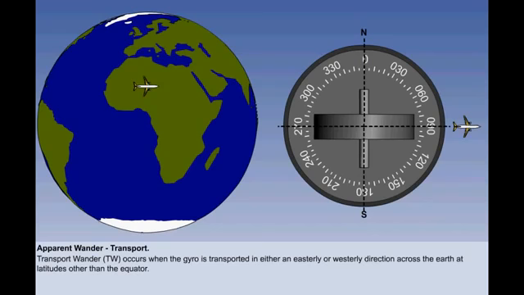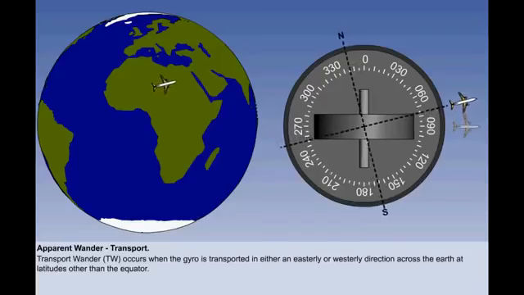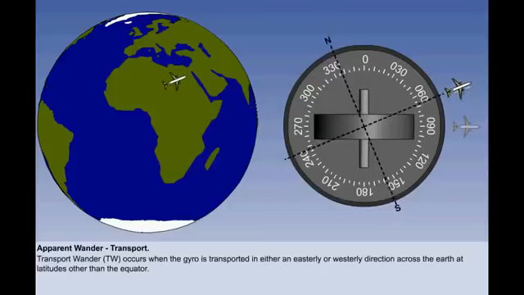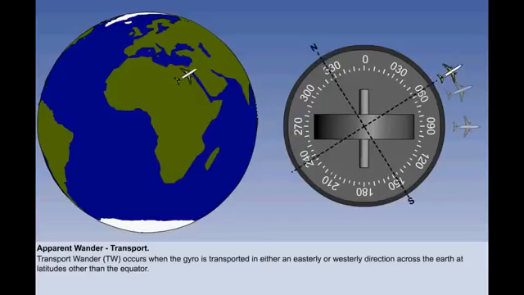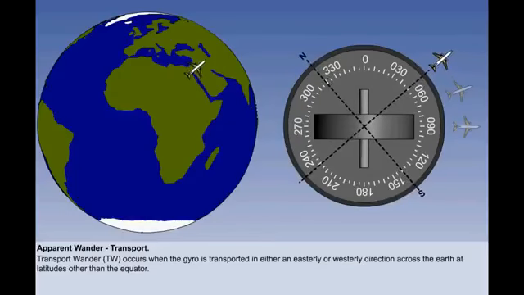The second factor which causes apparent wander to an earthbound observer is known as transport wander. This occurs when the gyro is transported in either an easterly or westerly direction across the Earth, at latitudes other than the equator. As with apparent wander due to Earth rate, the gyro spin axis remains fixed to a point in space. But with transport wander, apparent drift or topple occurs because the location of the gyro moves.